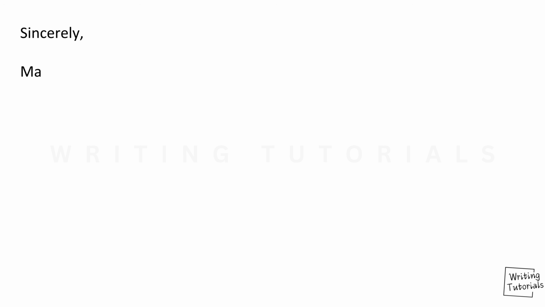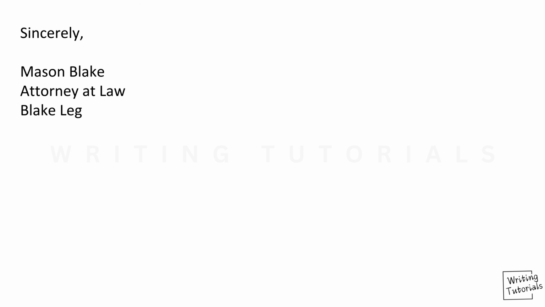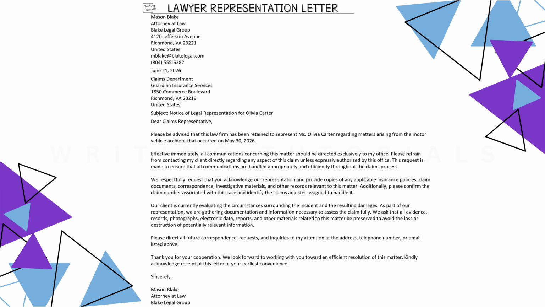Closing and signature. The letter ends with, "Sincerely, Mason Blake, Attorney at Law, Blake Legal Group." This closing formally identifies the attorney and law firm responsible for the representation. Including the attorney's title and firm name reinforces the official nature of the correspondence. And that's how you write a professional lawyer representation letter step by step.